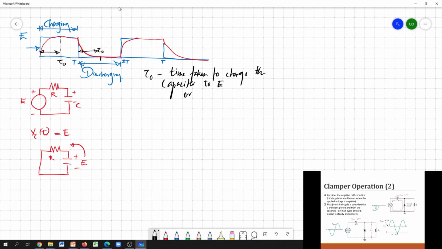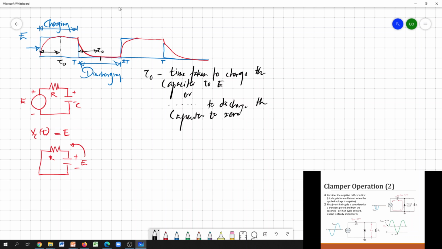Or the time taken to discharge the capacitor to 0. So this tau naught represents the time taken to charge up to E, or the time taken to discharge to 0 from this E value.